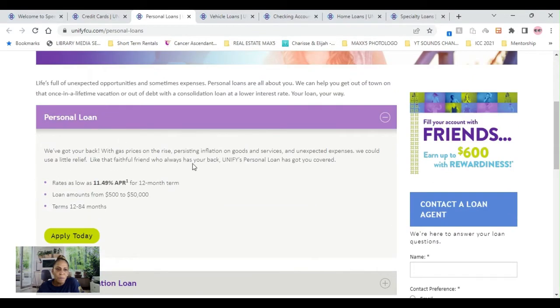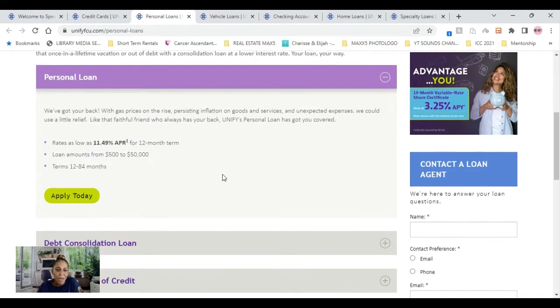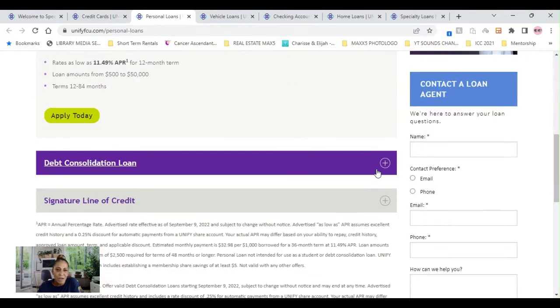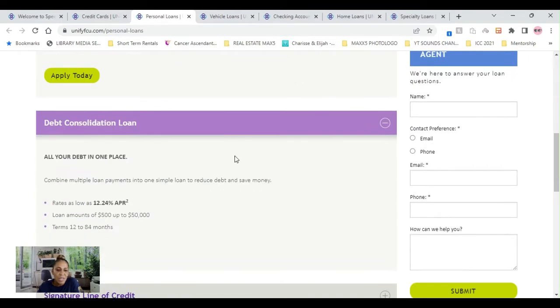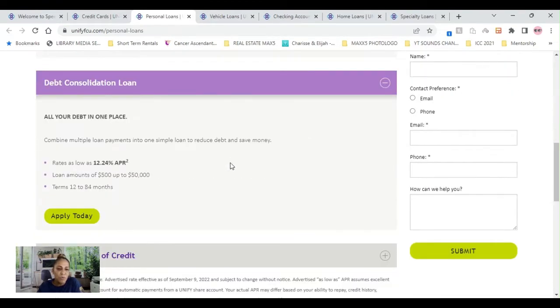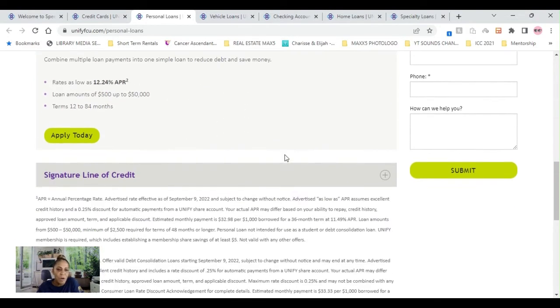They offer a personal loan with up to $50,000, and then you have up to 84 months to pay back. That's great. They also offer a debt consolidation loan. Same thing, 12.24 APR, and it goes up to $50,000 and a term up to 84 months as well.